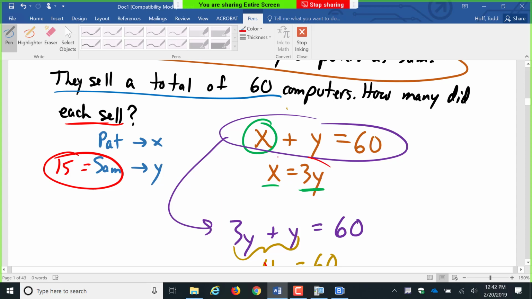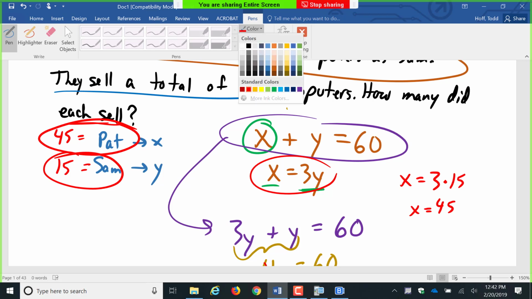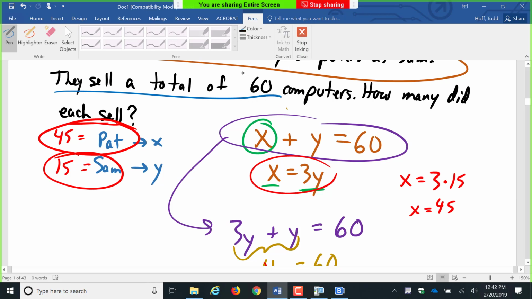To find x, we go back into this equation. X equals 3 times y, which will be 3 times 15, or 45. So Pat sold 45. Time for you guys to try some.